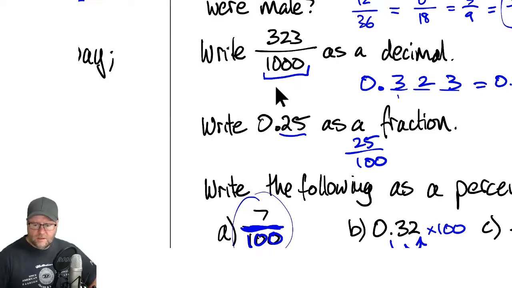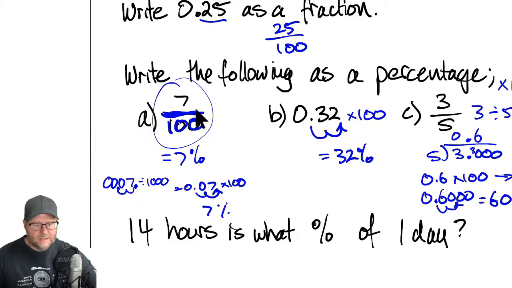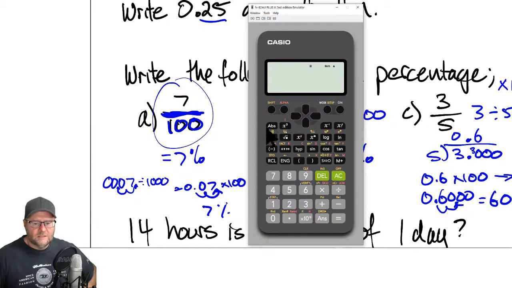What about the next one? These 3 that we just did. Let's see if we can do them quickly and easily in the calculator. All right, 7 over 100 as a percentage. So I'm going to put my fraction in, 7 over 100, hit equals, right? That's the decimal version of it. And remember, then we times it by 100 to get 7%, which is what we got.